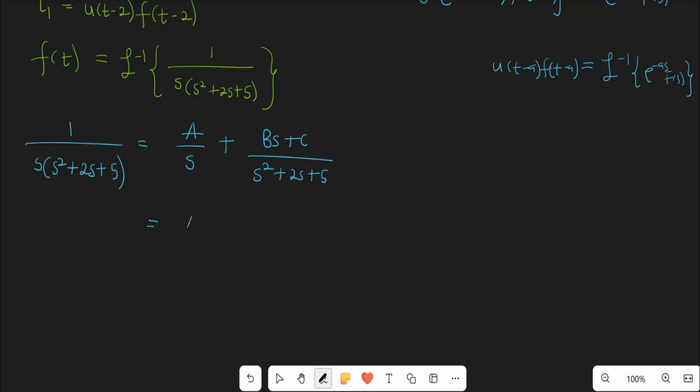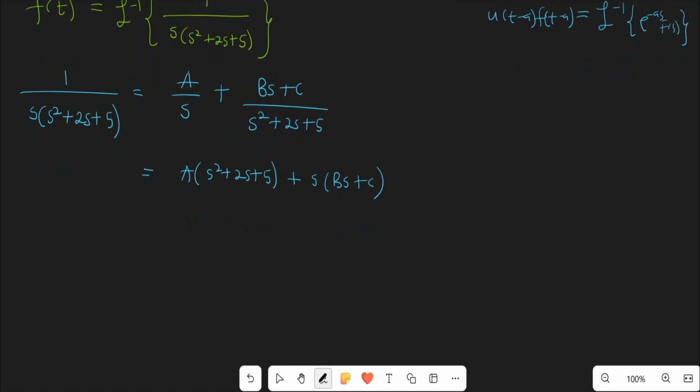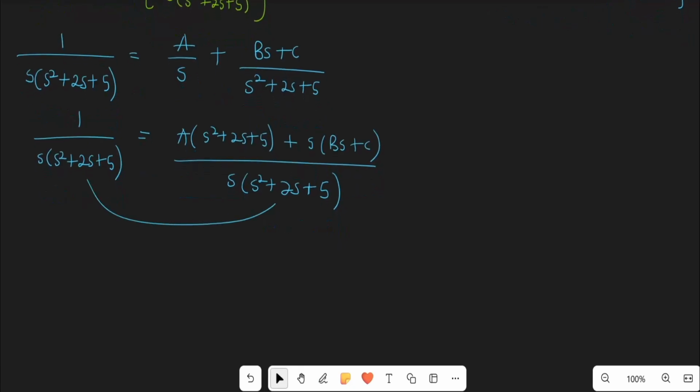So now let's do cross multiplication. This is a multiplied by s squared plus 2s plus 5, and now s multiplied by bs plus c, and this is divided by the LCM, which is s multiplied by s squared plus 2s plus 5. And this is equal to 1 over s into s squared plus 2s plus 5, like this. So the denominators are the same. When we multiply by the denominator, we eliminate it. That implies that the numerators must be the same.